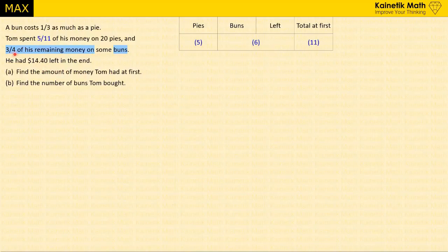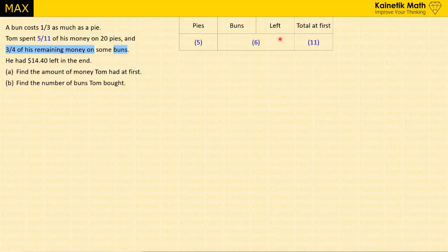Now, 3/4 of his remaining money on buns. So now for this fraction, what does the 4 represent? Just type in one word in the text if you know what the denominator 4 represents. Alright, so the denominator 4 is the remaining money, because the word remaining comes immediately after the word of. So that means that this word represents the denominator. And the remaining money is the buns and the left.